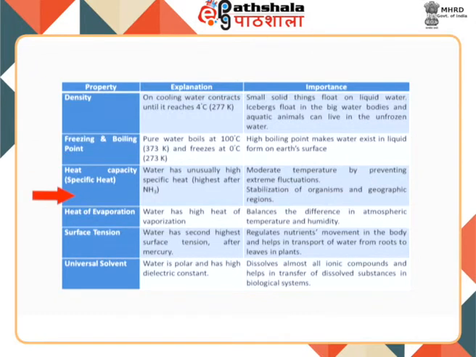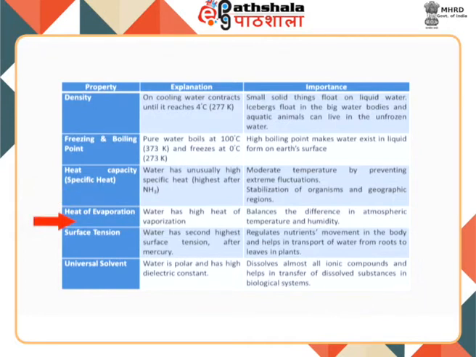Now, heat capacity or specific heat. Water has unusually high specific heat. In fact, it is highest after ammonia. Why is this important? This property helps water to moderate the temperature on the Earth by preventing extreme fluctuations. Thus, organisms and geographic regions are stabilized.